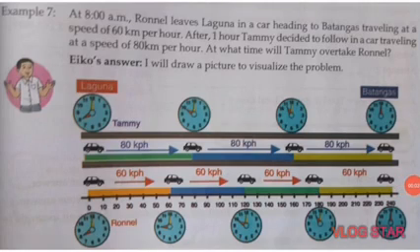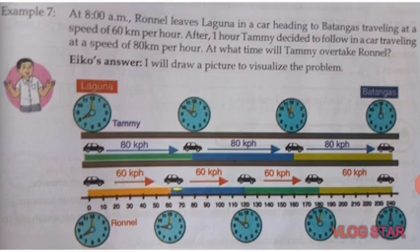For the last problem, at 8 a.m., Ronel leaves Laguna in a car heading to Batangas, traveling at 60 km per hour. After an hour, Tammy decided to follow in a car traveling at a speed of 80 km per hour. At what time will Tammy overtake Ronel? So it means that Ronel started 1 hour earlier than Tammy.